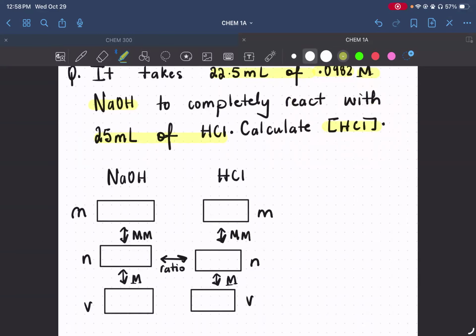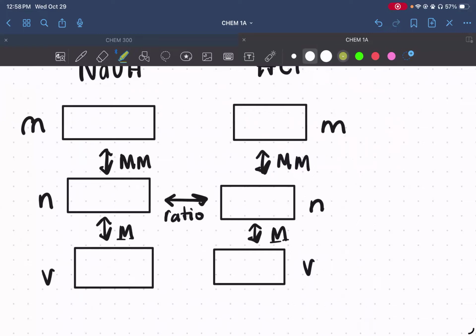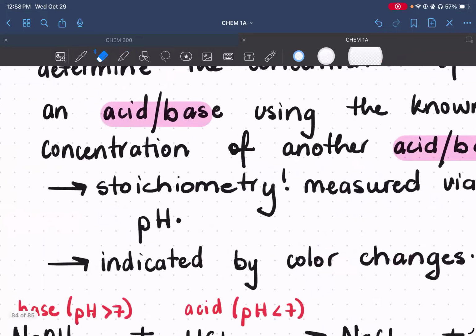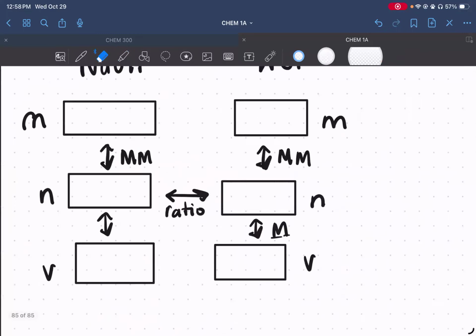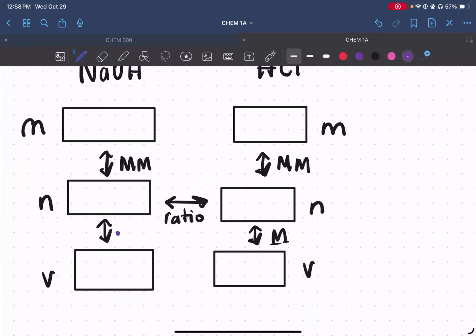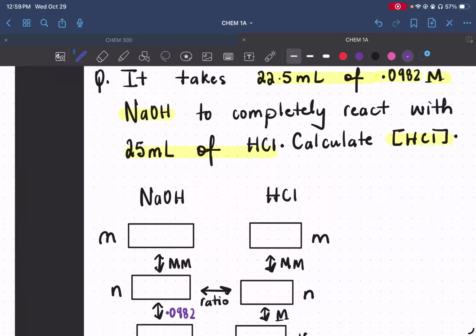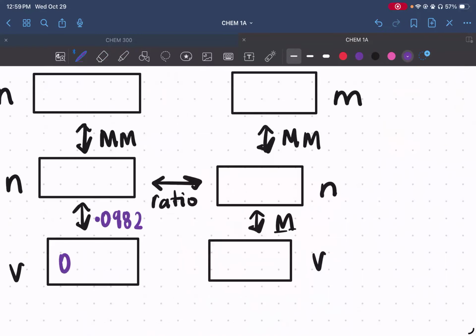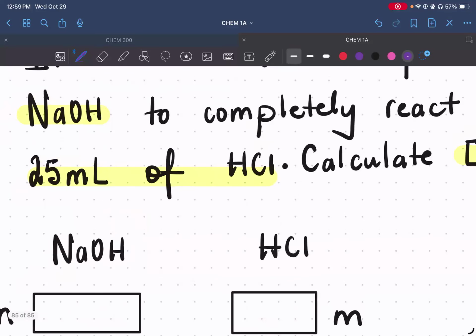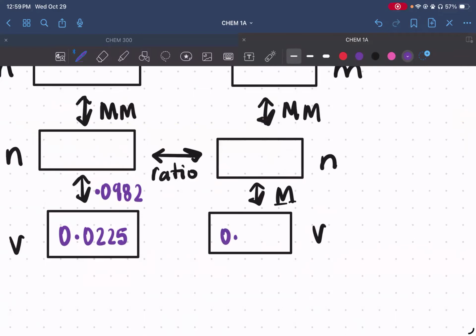Now we're going to put this stuff into the roadmap. The sodium hydroxide, which color did I use over here? I used purple for sodium hydroxide. All right. Its molarity is 0.0982. And we're told that it takes 22.5 milliliters, so an immediate conversion to liters, since we're using it in the roadmap. We're told that it reacts with 25 mL of HCl. All right, so we're going to put that number in, 0.025, again converting to liters.